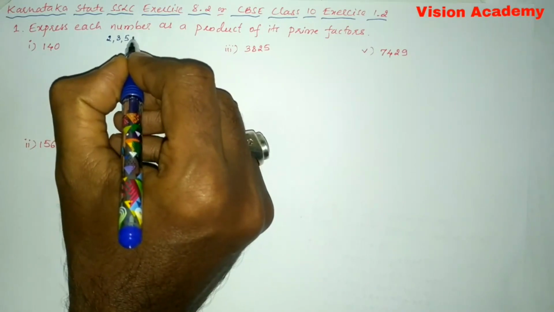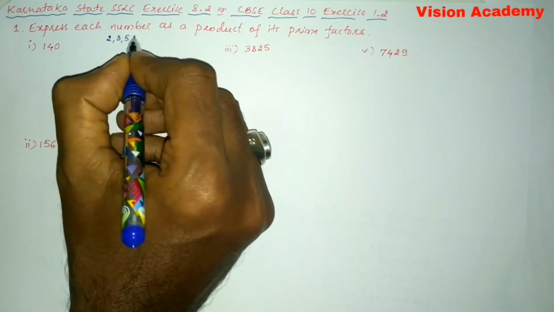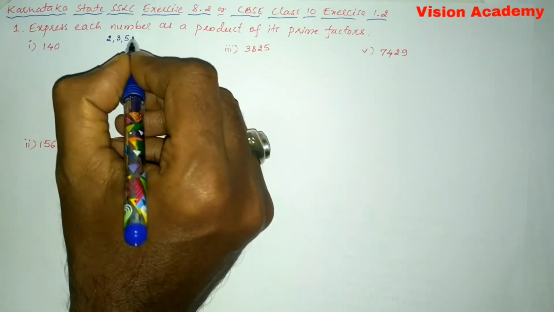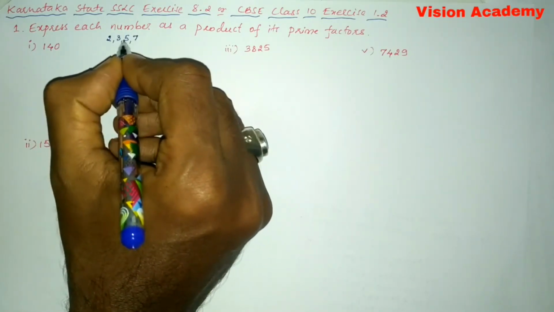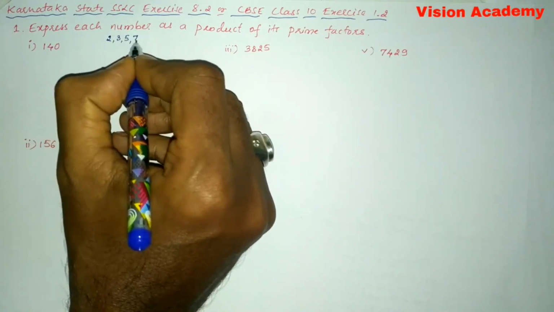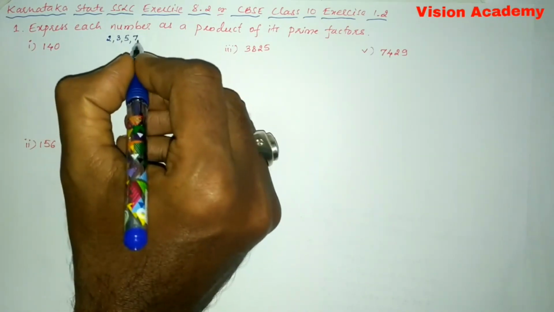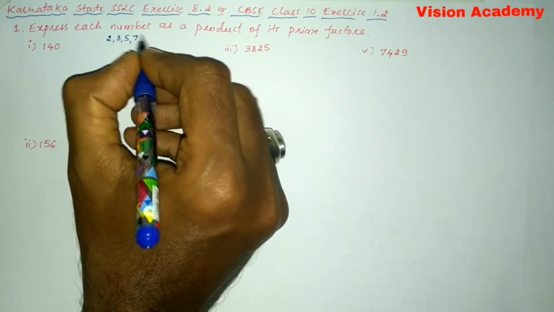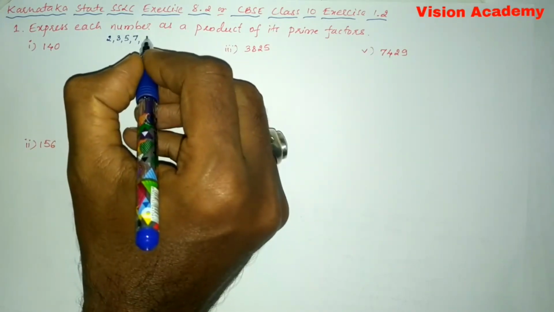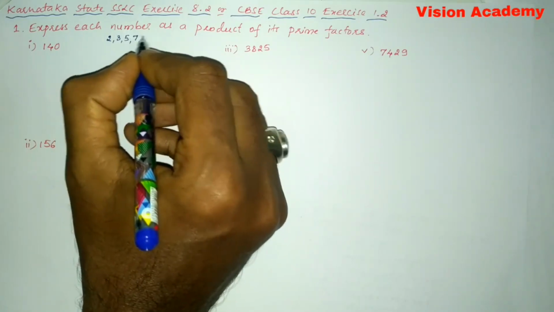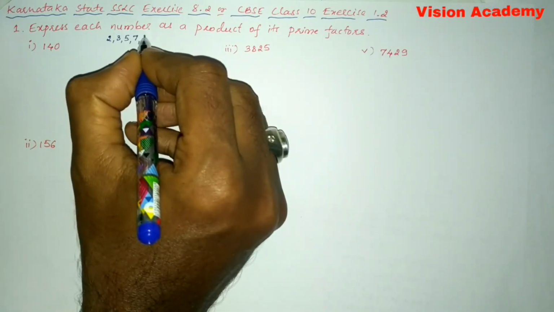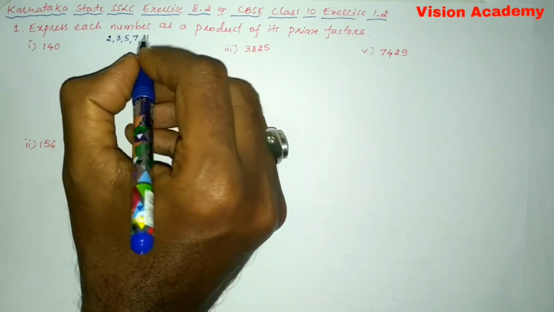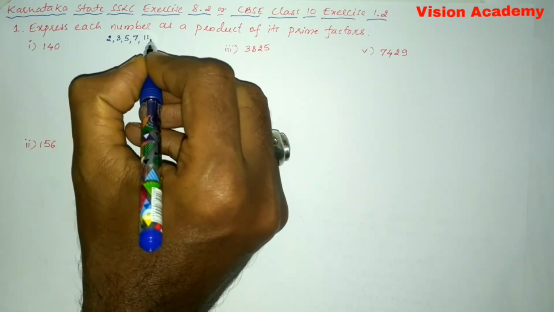So next, if I write 6, after 5 6 will come. If I write 6, 6 is divisible by both 2 and 3. So next 7, 7 is not divisible by 2, 3 and 5. So hence 7 is prime number. Next 8 is divisible by 2, it is not a prime number. 9 is divisible by 3, it is not a prime number. 10 is divisible by 5, then it is not a prime number. Next we'll write 11. 11 is not divisible by any of these prime factors. So hence 11 is prime number.